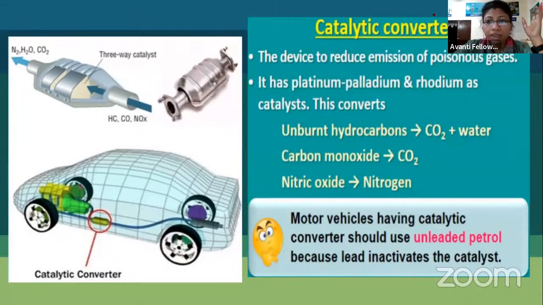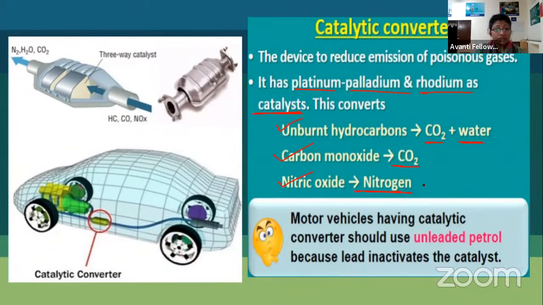Okay, so let's see. The first is our catalytic converters. These catalytic converters are actually plates made up of very costly metals: platinum, palladium, rhodium. These metals are used as catalysts. Why are we using these metals? Because these catalysts are capable of converting the unburned hydrocarbons into carbon dioxide and water, so we have reduced the particulate matter emission. Then it also converts carbon monoxide into carbon dioxide. The poisonous gas is now converted into another form of gas which is not so poisonous, and nitric oxide gets converted into nitrogen.